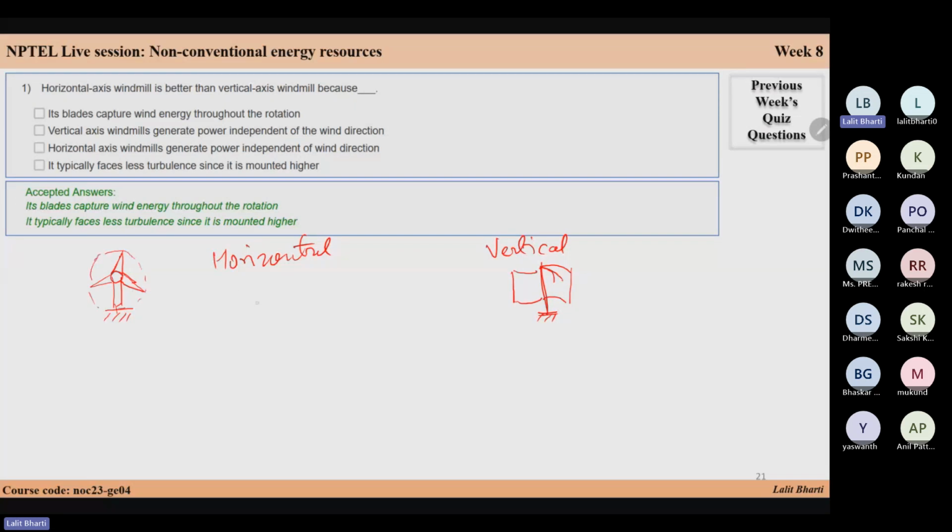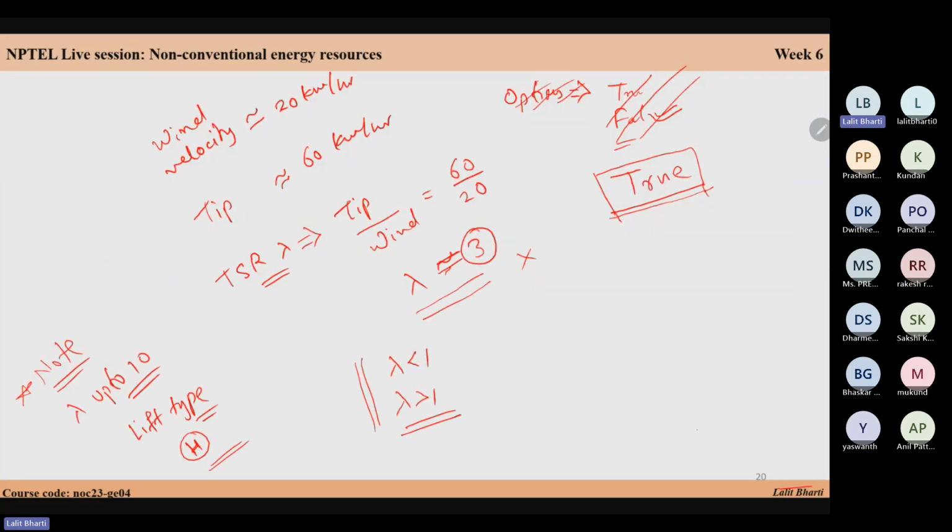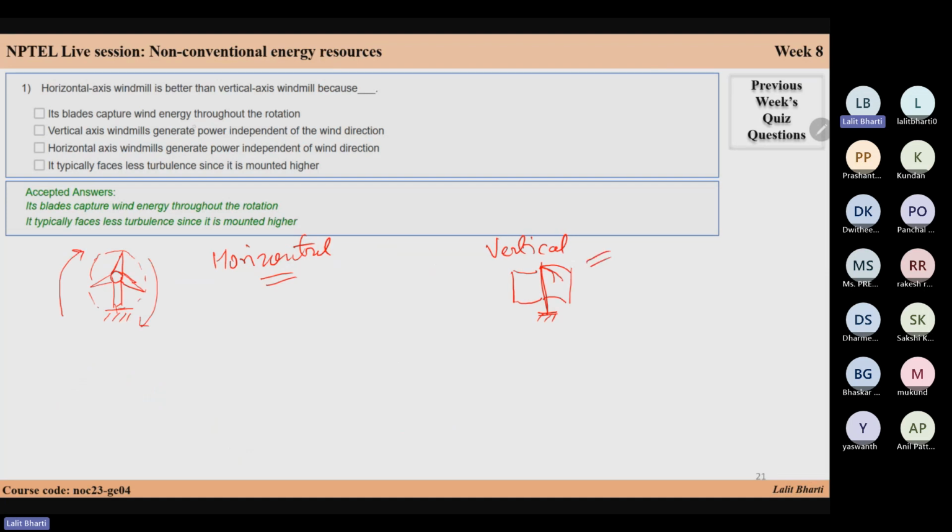For the whole rotation, wherever your blade is, throughout the rotation you will get your wind energy captured in the case of the horizontal type, but it is not true in the case of the vertical type. So option 1 is correct? Its blade captures the wind energy throughout the rotation. Okay, but not for horizontal type, vertical type.